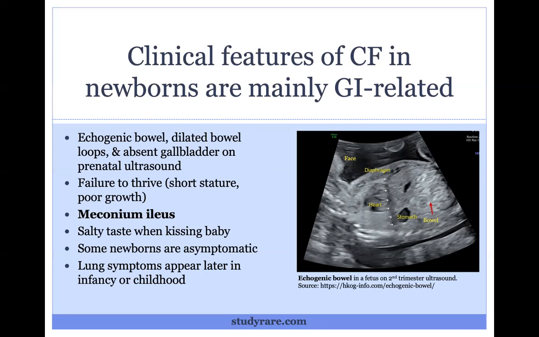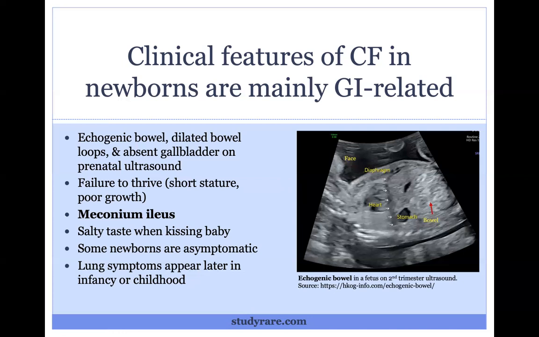Well, starting prenatally, you can see echogenic bowel, which we have a picture of here on the right, essentially showing up as bright. That's the definition of echogenic. You can see the fetus here, the face, the head is over here, the diaphragm separating the heart and the thorax from the abdominal cavity. And then you have this bowel here, shown by the arrow, that is brighter than the surrounding tissue. That's echogenic bowel seen in cystic fibrosis. The fetus can also present with dilated bowel loops or an absent gallbladder that can all be seen on a prenatal ultrasound.